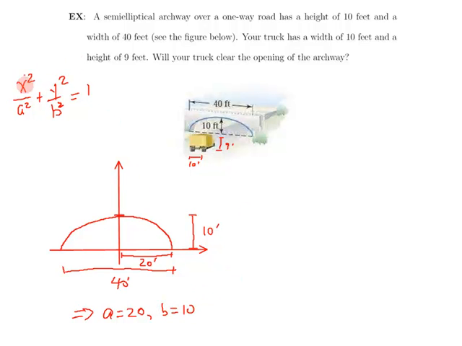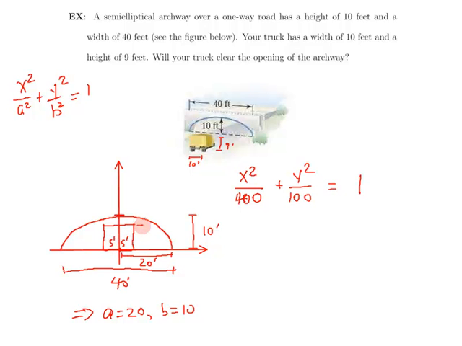If I plug that in up here, that means I have the equation x squared over 20 squared, which is 400. That's just 20 squared. And y squared over 10 squared, for b squared, is over 100, is equal to 1. Now where's my truck? My truck is 10 feet wide, so I'm going to put it 5 feet on either side of the center, like this. So this distance here is 5 feet, and this distance here is 5 feet.